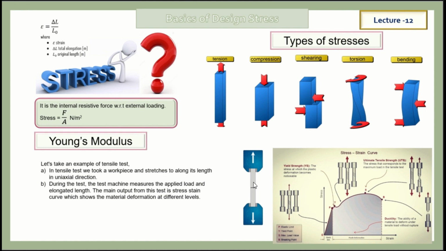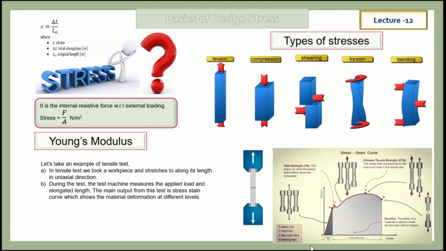So the main output from the test is the stress strain curve, guys. Here I am showing the stress strain curve, which shows the material deformation at different levels. Firstly, if we apply a load, we will observe some slope. This is the elastic region. Up to this region, our material will regain its original shape. After that, yielding will occur, and in this yielding we will observe some deformation, and after that it will reach the ultimate tensile strength. This is the maximum stress of our material without failure. And after this, if we increase the loading, our material will fail, it will fracture.